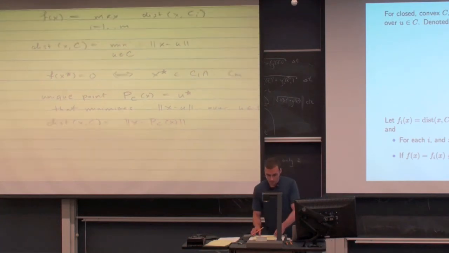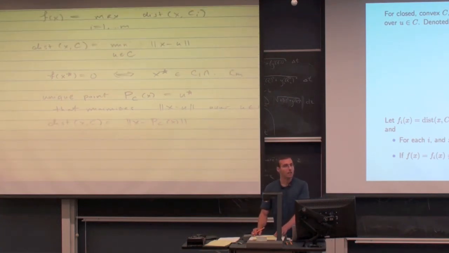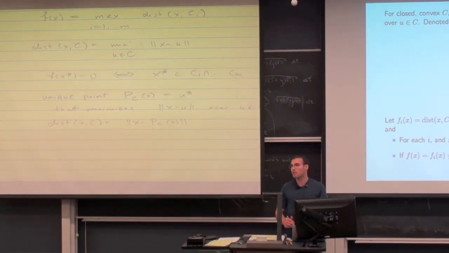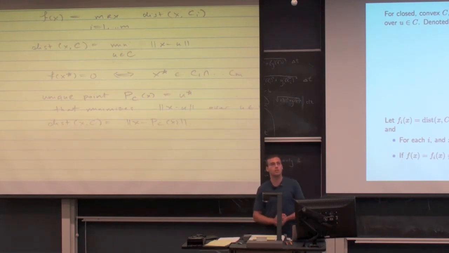Okay? So now we want to figure out how to calculate subgradients of f. Because if we can calculate subgradients of f, then we can apply the subgradient method, and we'll get an algorithm for trying to find a point in the intersection of those convex sets. So how do we do that? Well, the first thing is that we want to figure out how to calculate a subgradient of each fi. f is a maximum of functions, so let's first try to figure out how to calculate subgradients of fi.